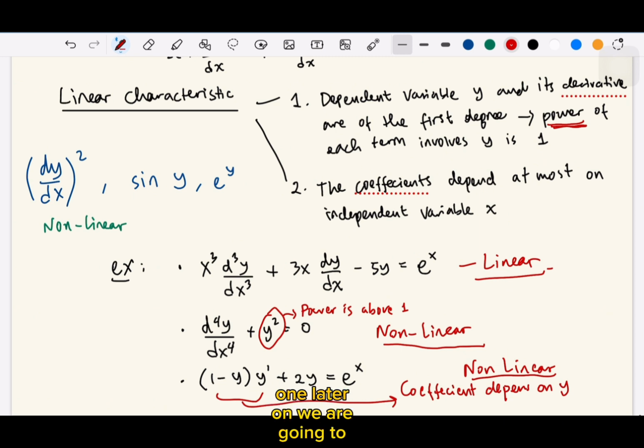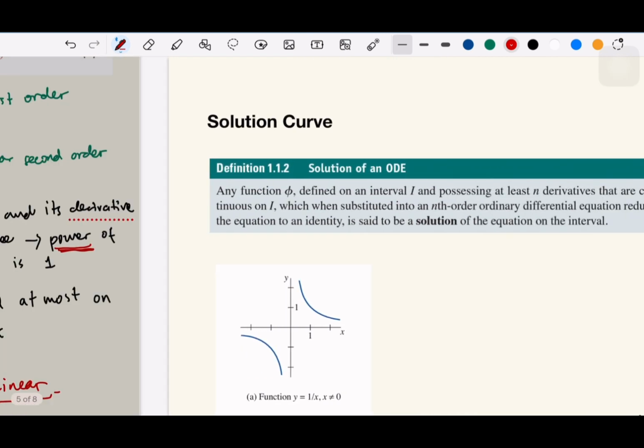And for the linear ones, later on we are going to see that we have some special structure for linear differential equations, so that we might have some techniques to find the solutions. Before that, we are just describing what we are going to have, and next week we are going to go for the techniques.